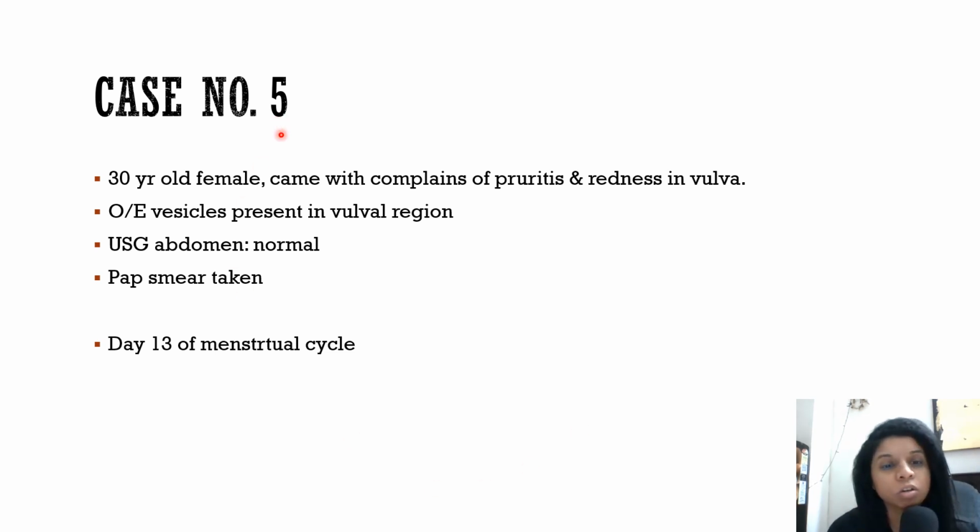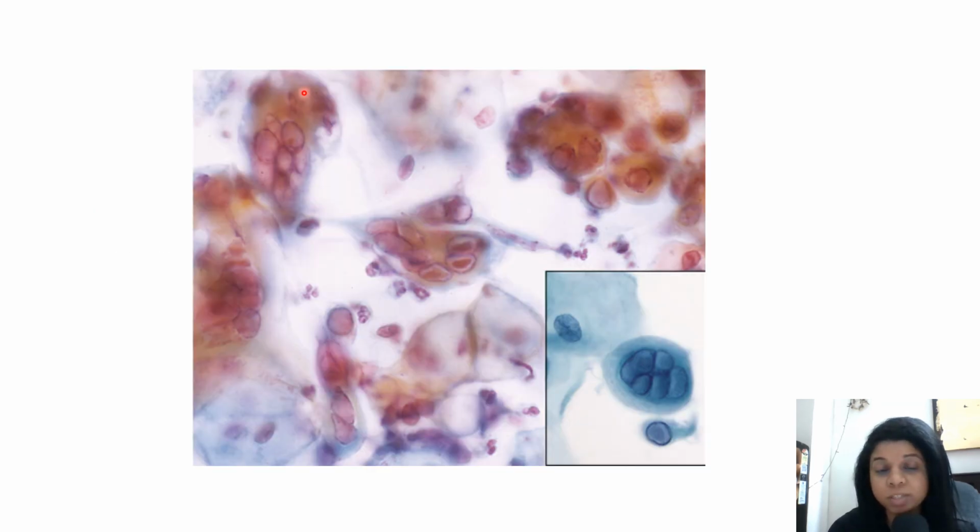And then a 30-year-old female who has come with complaints of pruritus and redness in the vulva, and there are vesicles present in the vulval region. A very notorious infection to cause vesicles over the skin. Okay. And then the USG abdomen is normal. Day 13 of the menstrual cycle, almost ovulation day, that is between proliferative and secretory phase. So what are we seeing?